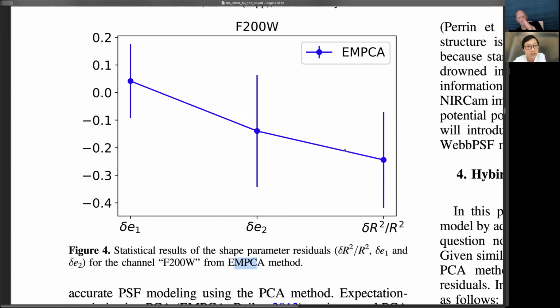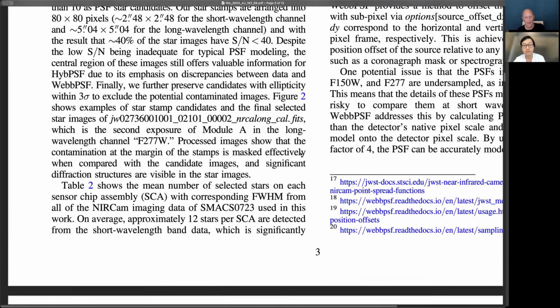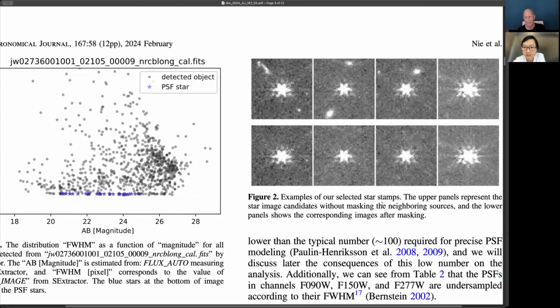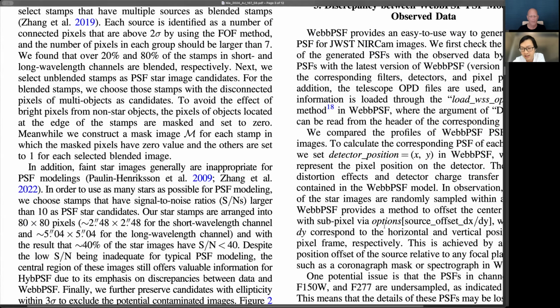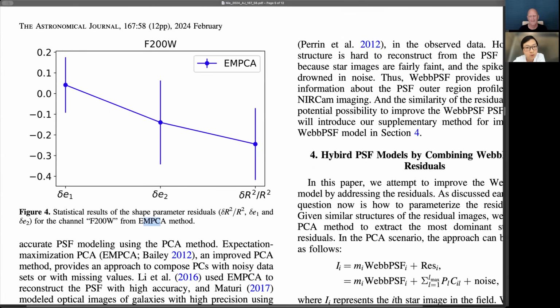And another thing, we're going to think about another method. But as we can see, the PSF structures, as shown in Figure 2, for JWST are unique. They have very complex structures. And another reason is shown in Table 2.